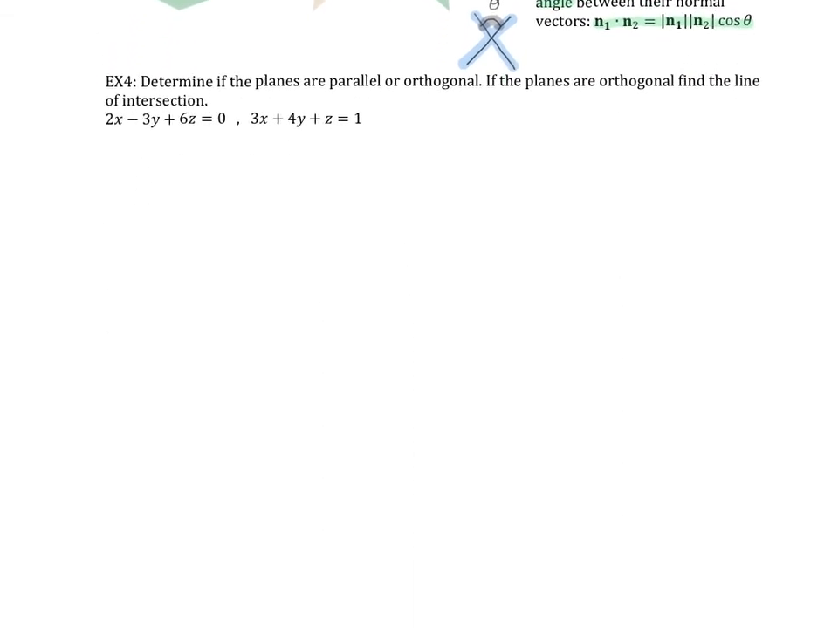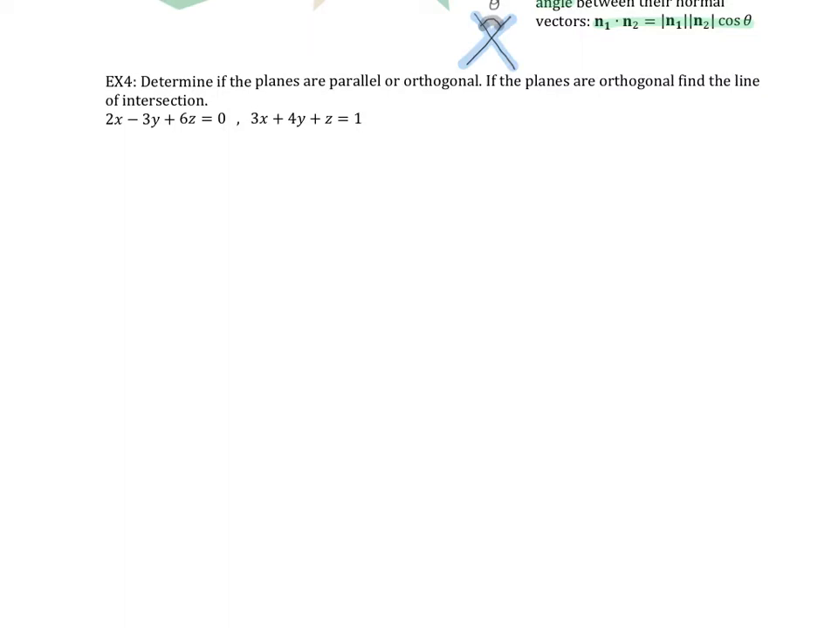So we're going to use these properties in example 4. We want to determine if the planes are parallel or orthogonal. If the planes are orthogonal, we want to find the line of intersection. So orthogonal planes will intersect. Their intersection will be a line. Well, first of all, if the planes are parallel, then their normal vectors should be scalar multiples of each other.